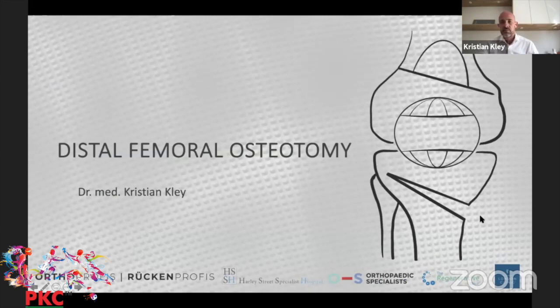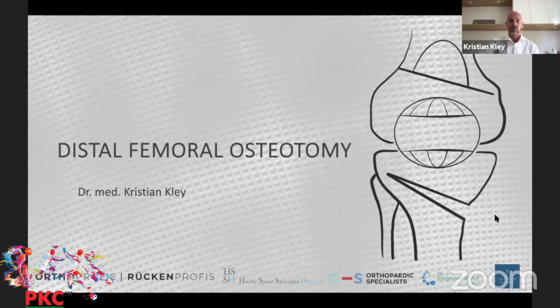Okay, so the next one is on distal femoral osteotomy. As we now learned, there is a standard workhorse of osteotomy, which is the HTO. Obviously, as we mentioned right from the start, 20% of these malalignments originate at the femur. So we need to take a look at this bone and make ourselves familiar with osteotomy about the distal femur.